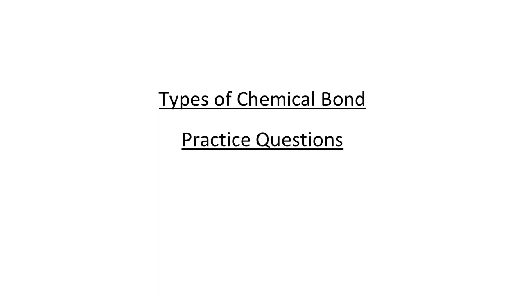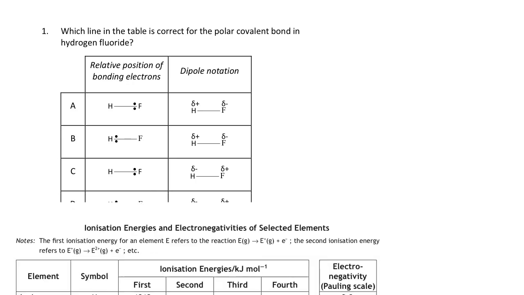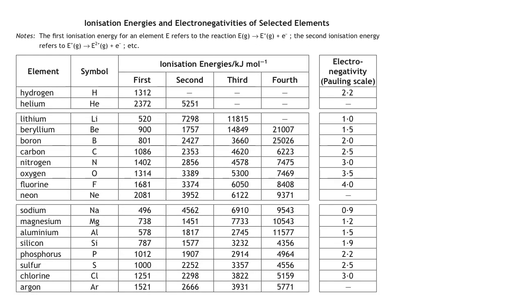Here are the worked answers for the practice questions you were sent. Question 1. Which line in the table is correct for the polar covalent bond in hydrogen fluoride? Well, we need to compare the electronegativities of these two elements, and we can look them up. Page 11 of the data booklet.